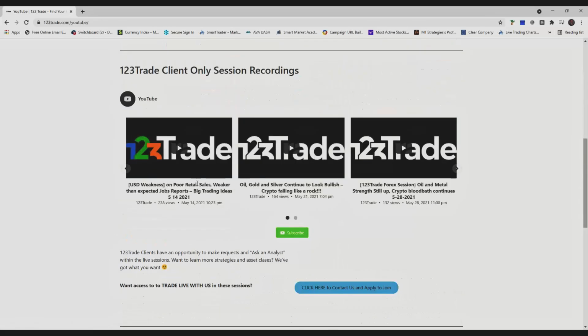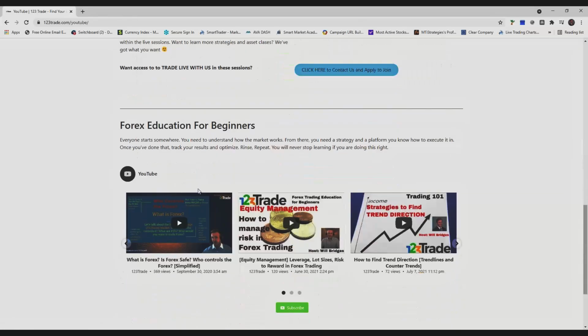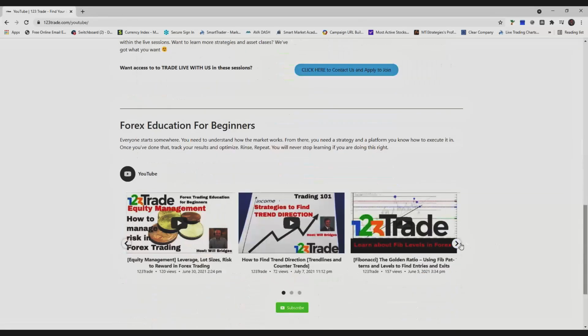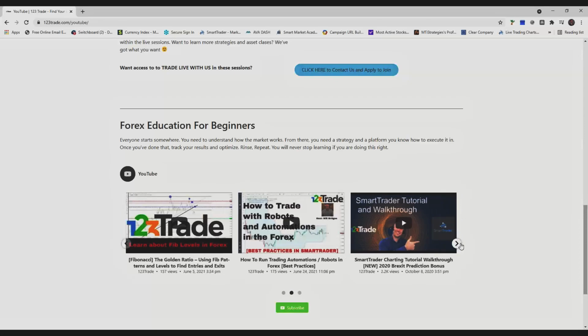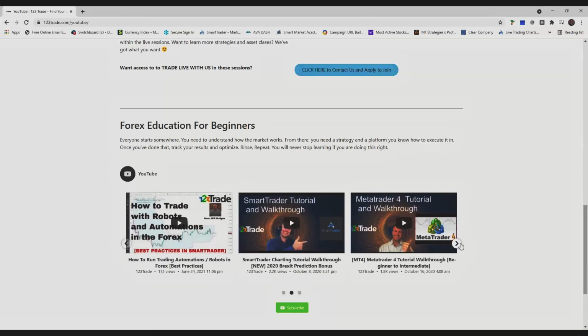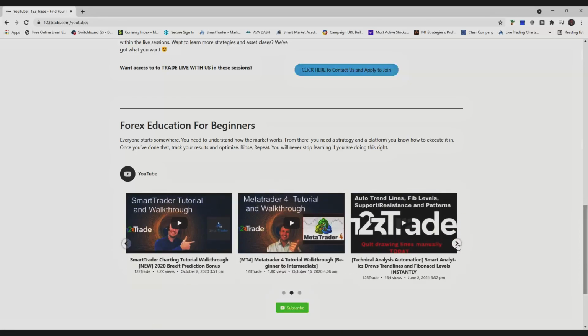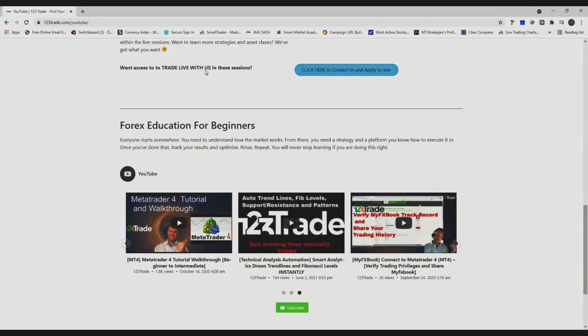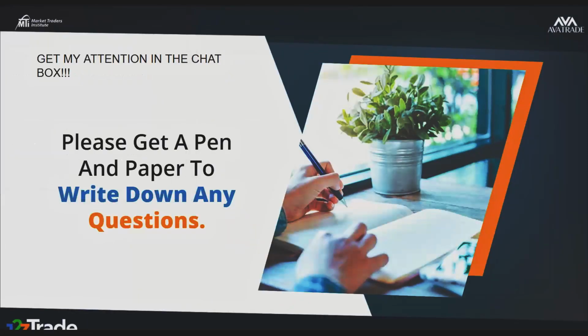And if you're looking for more strategy, how to use the charting software, there is a whole section here for learning how to trade with Fibonacci's and basically everything that I think you really need to know, all the way up to trading with automations and MetaTrader 4, monitoring your account, all that fun stuff.